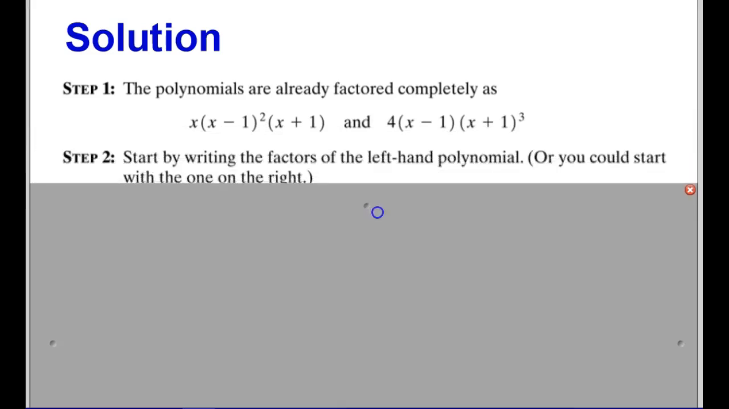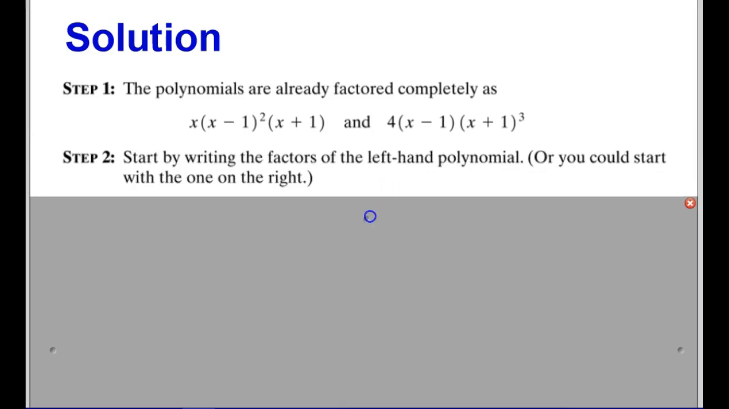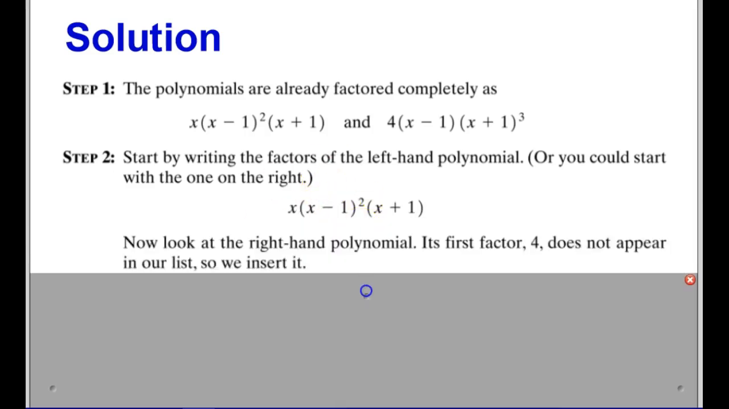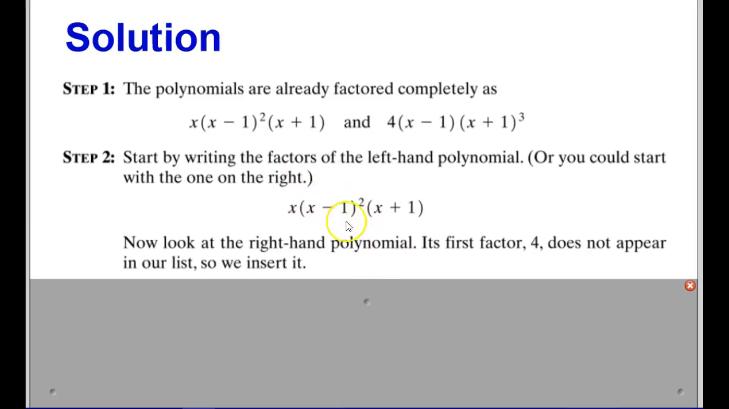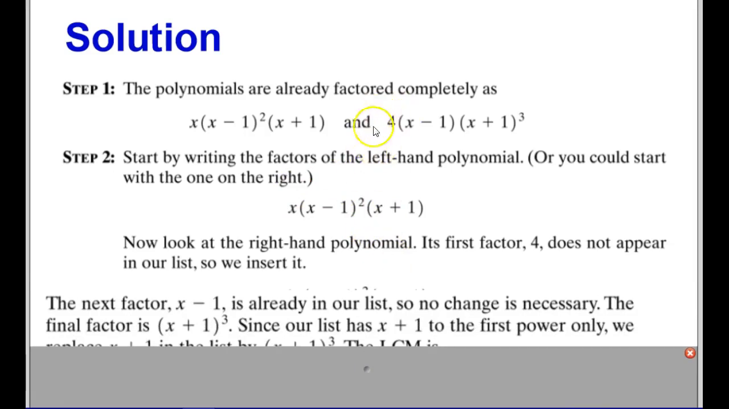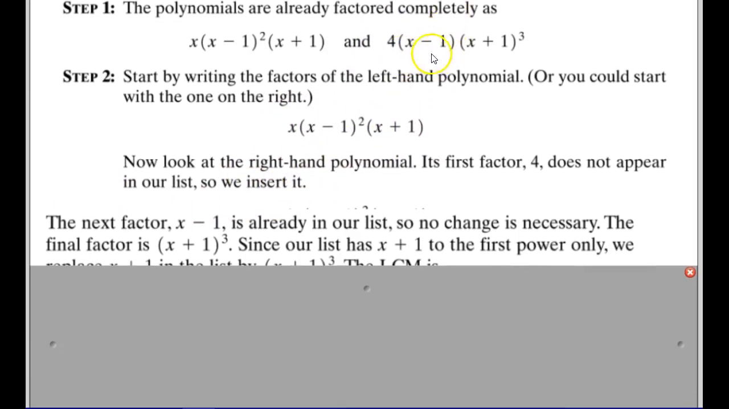So step 2, I'm going to start with my left-hand one. Okay? Doesn't matter, but we just start generally with the left. So write down all of the factors of that left one. So now I'm going to add in any factors of the right one that I don't already have here. Okay? So I see that 4. I don't have a 4 already here, so we insert this. So it's going to be a 4x. Okay? So now I look at my next factor, this x minus 1. Well, I already have an x minus 1, so I don't have to change anything.